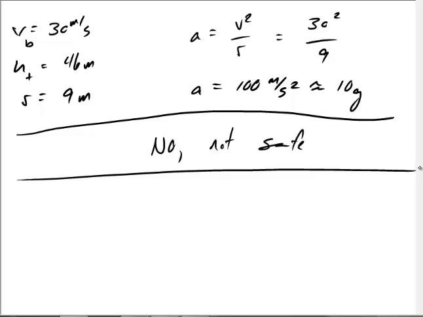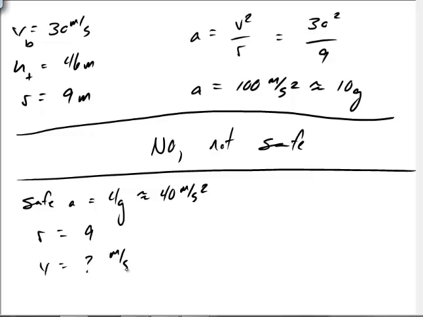Next: at what speed would this loop with a radius of 9 meters begin to be a safety concern? So what did we say safe was? Safe was 4 Gs, or 40 meters per second squared. We're going to round up just for simplicity's sake to 40 meters per second squared. It wants to know at what speed. The radius here is just 9, and we are in search of safety.